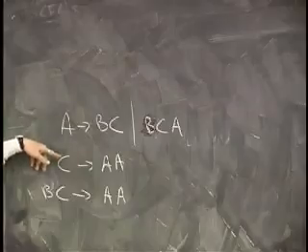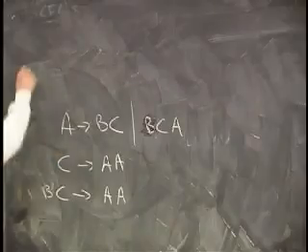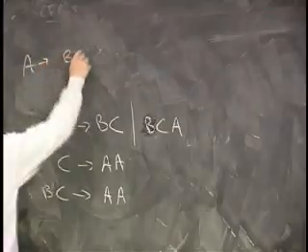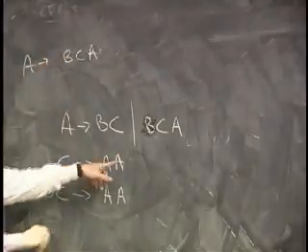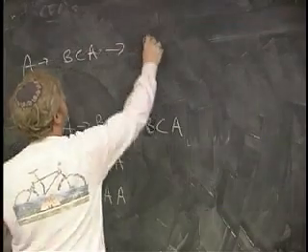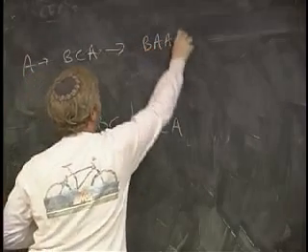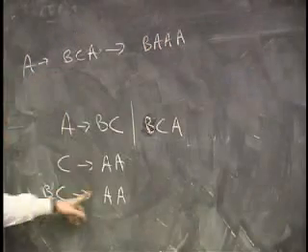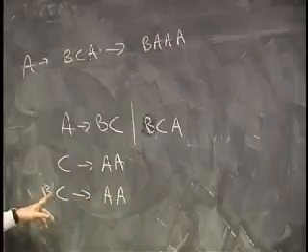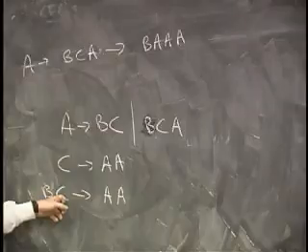When there's a single non-terminal on the left, it's called context-free because imagine when you're doing a derivation. A goes to BCA, and now I can do C goes to AA. So BAAA. This is a non-context-free derivation because it says you can substitute AA for C, but only in the context if it appears after a B. Otherwise, you can't do it.